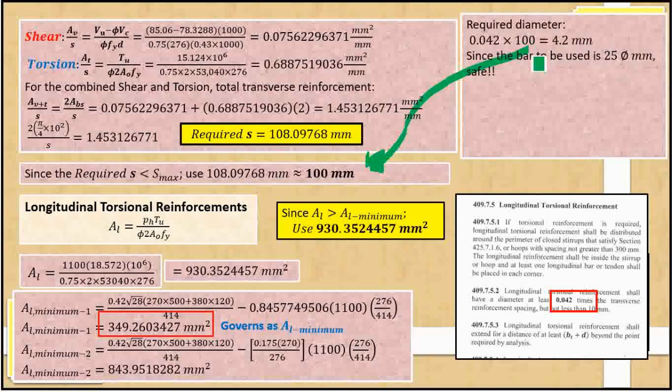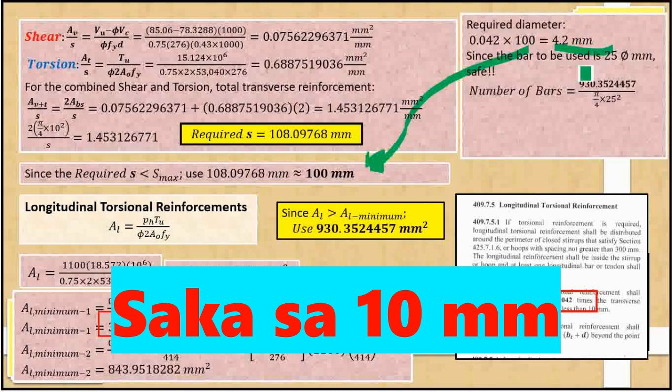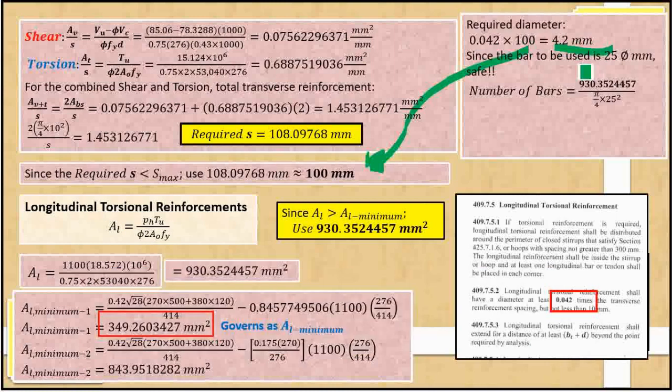So, pwede naman kayo na yung pumili dito. Kunyari, hindi naman binigay yung bar diameter na gagamitin for stirrups. Kayo na lang pumili. Basta mas mataas siya dito sa 4.2 na to. So, ngayon, alamin natin kung ilan yung bars na gagamitin natin for the longitudinal torsional reinforcement. So, ngayon, 930.35 mm squared, divide natin dun sa area ng isang bar, which is yung pi over 4 times 25 squared. Ang makuha natin sagot is 1.89 bars.